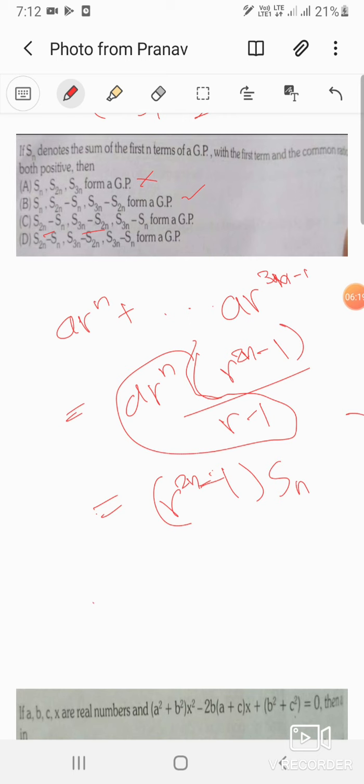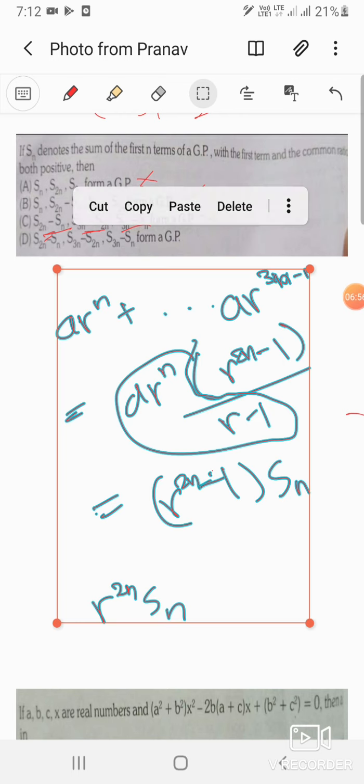So if this was somehow equal to r to the 2n times Sn, I think it could have been. Wait a second. This thing is r to the n times Sn. This thing is r to the n squared times Sn. So this thing should have been r to the n cubed times Sn. But it didn't turn out like that. It turned out to be something completely different, right? So that's not correct. So these are not in a GP.